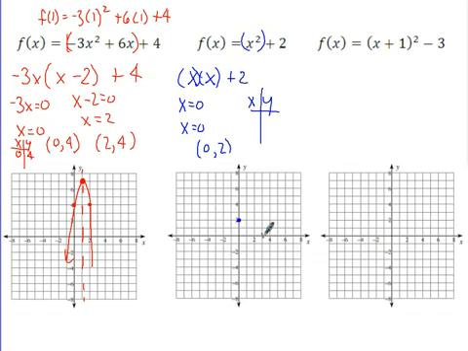From here, your best bet is just to make a table, plug in like a 1 and a 2, reflect them over your axis of symmetry, and you'll have the shape of your parabola.